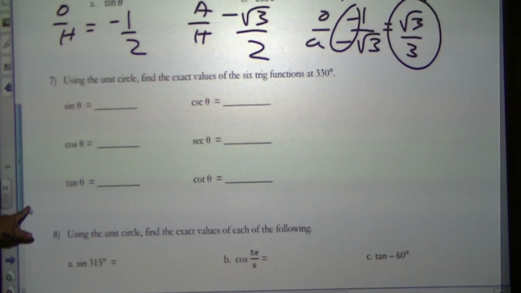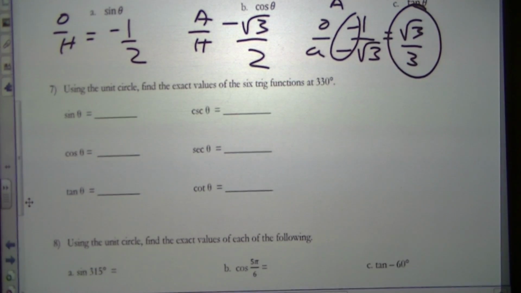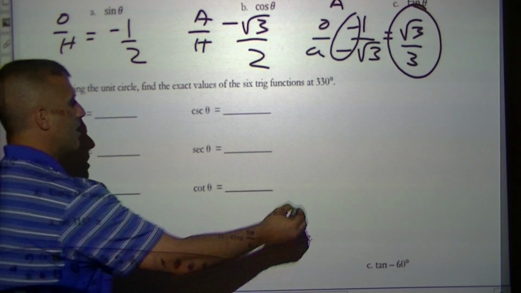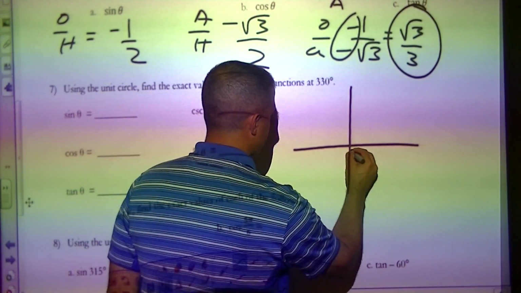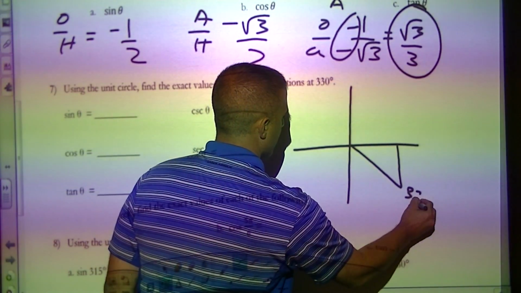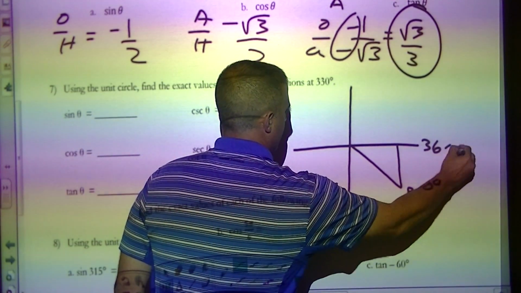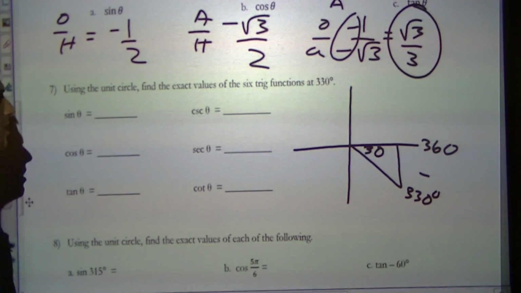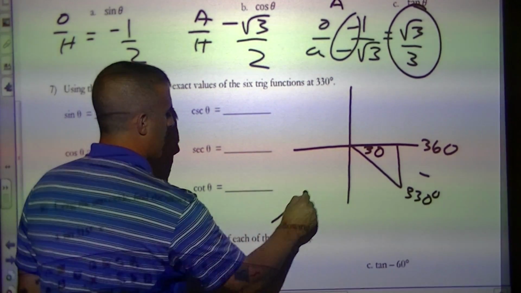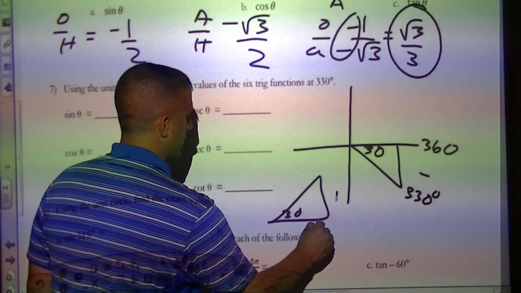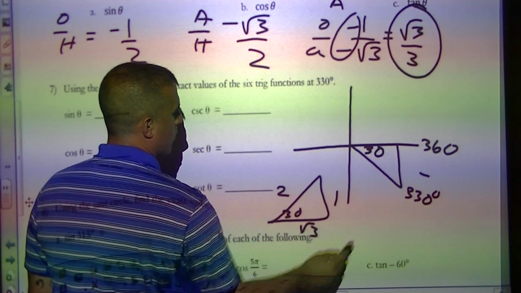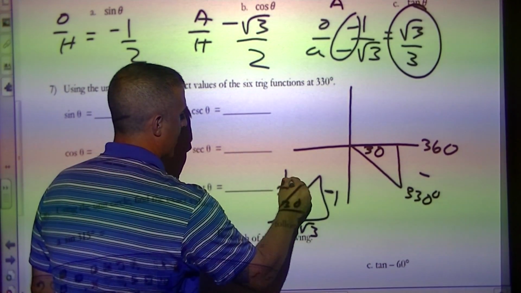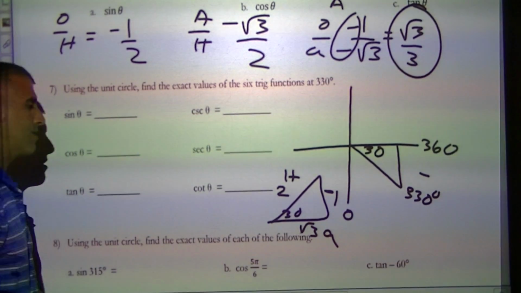Okay? Using the exact values at 330. So what I should do is look, where's 330 at? Okay? 330 would be down here. And what I would do is subtract that from 360 to figure out this is also 30 degrees. Okay? So I have a very similar triangle. That's 1, square root of 3, and 2. But in this quadrant, the only thing negative will be the y. So 1 will be the only thing that's negative.